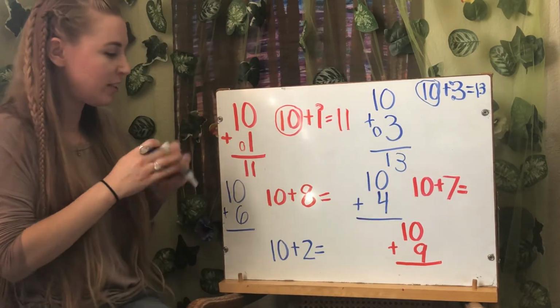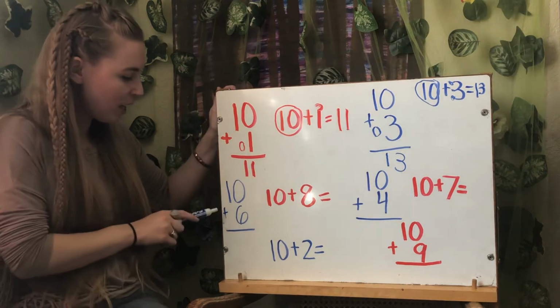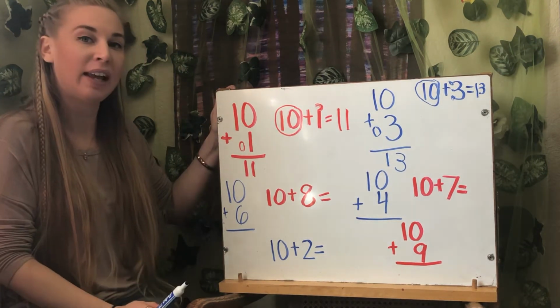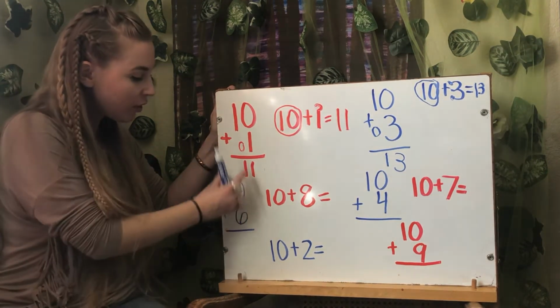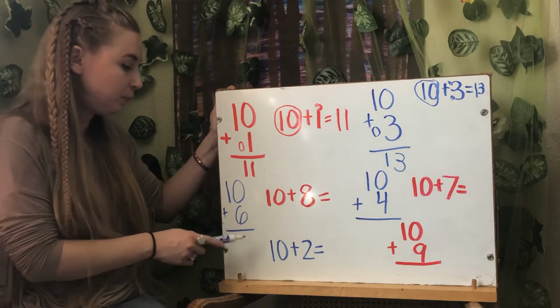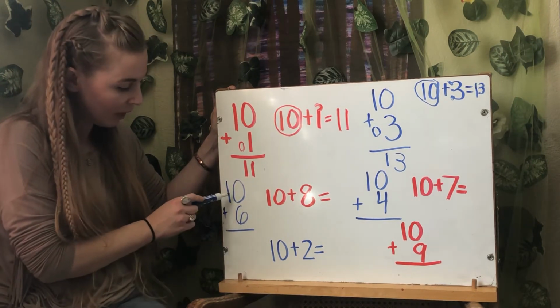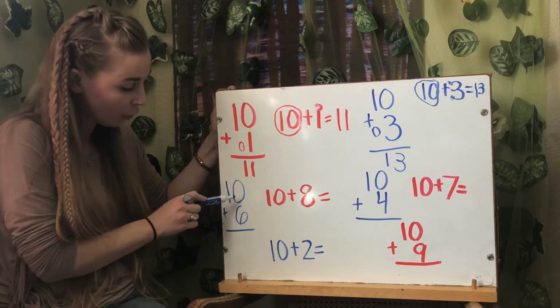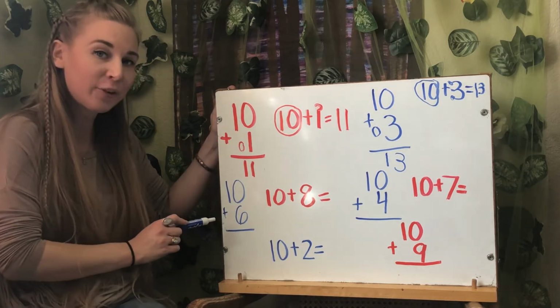Okay, let's move on down here. We have 10 plus 6 and the equal sign. So for this one, since it's already stacked, we can just keep it lined up like this. So 0 plus 6. What's the answer to that?